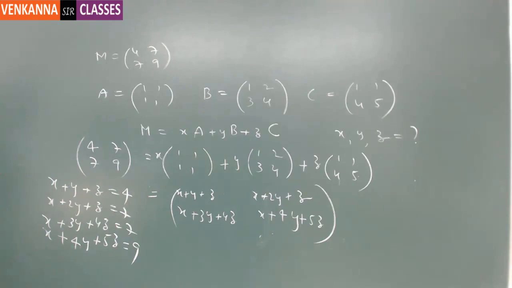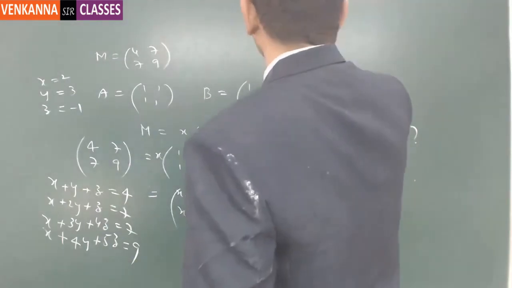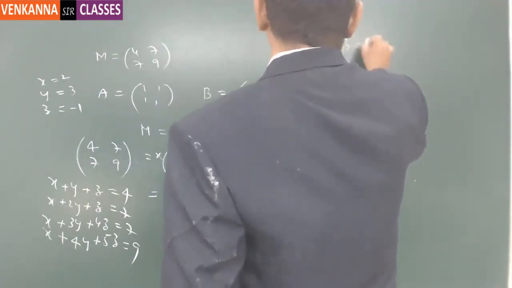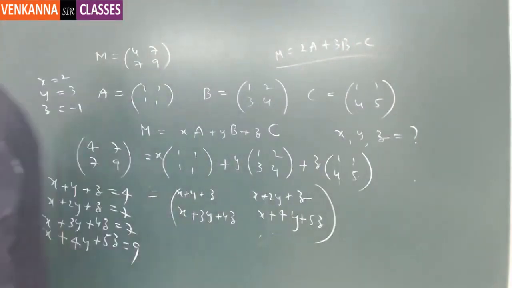Now, if you solve this system by any method, using row operations or the Gauss elimination method, whatever it is, if you are able to find the values of x, y, z, then you are done. So if you solve this system, you will get x is equal to 2, y is equal to 3 and z is equal to -1. So m is nothing but (2a + 3b - c). So in this way we will find a linear combination.